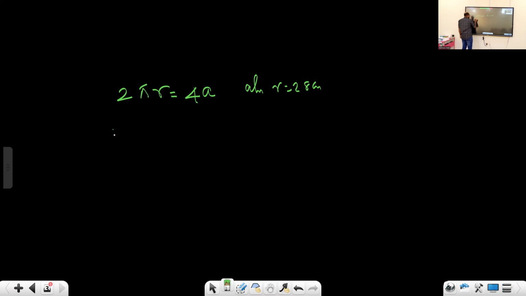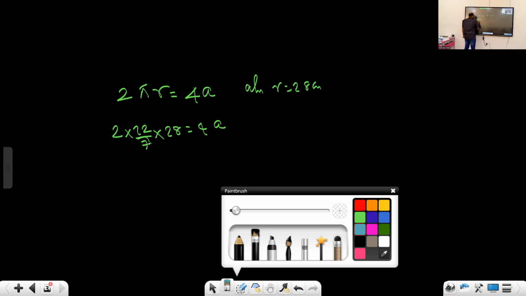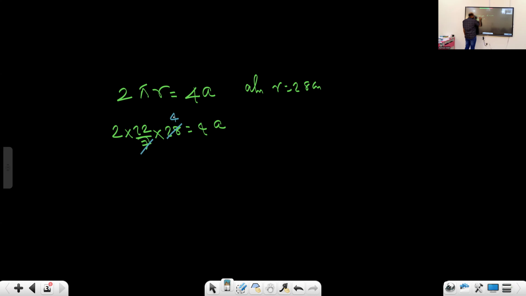So, 2 into pi, which is 22 by 7, into 28 equal to 4a. Now this and this cancel to 4, and this 4 also you can cancel when you're transposing. So a equal to how much? 44 centimeter is the side of the square.